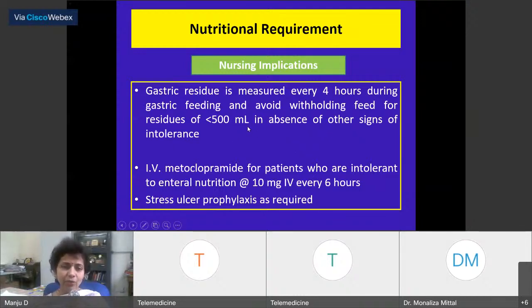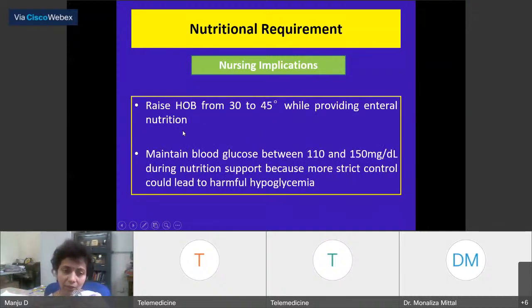Usually we say if it is less than 150 ml only, we should feed the patient. But in these patients, the GI system is not much affected, so we don't have to give so much importance to a residue slightly more than 150, even up to 500 ml; we can feed the patient. We can give stress ulcer prophylaxis to prevent stress ulcer, and we can give IV metoclopramide if the patients are having vomiting, nausea, etc., and gastric intolerance.